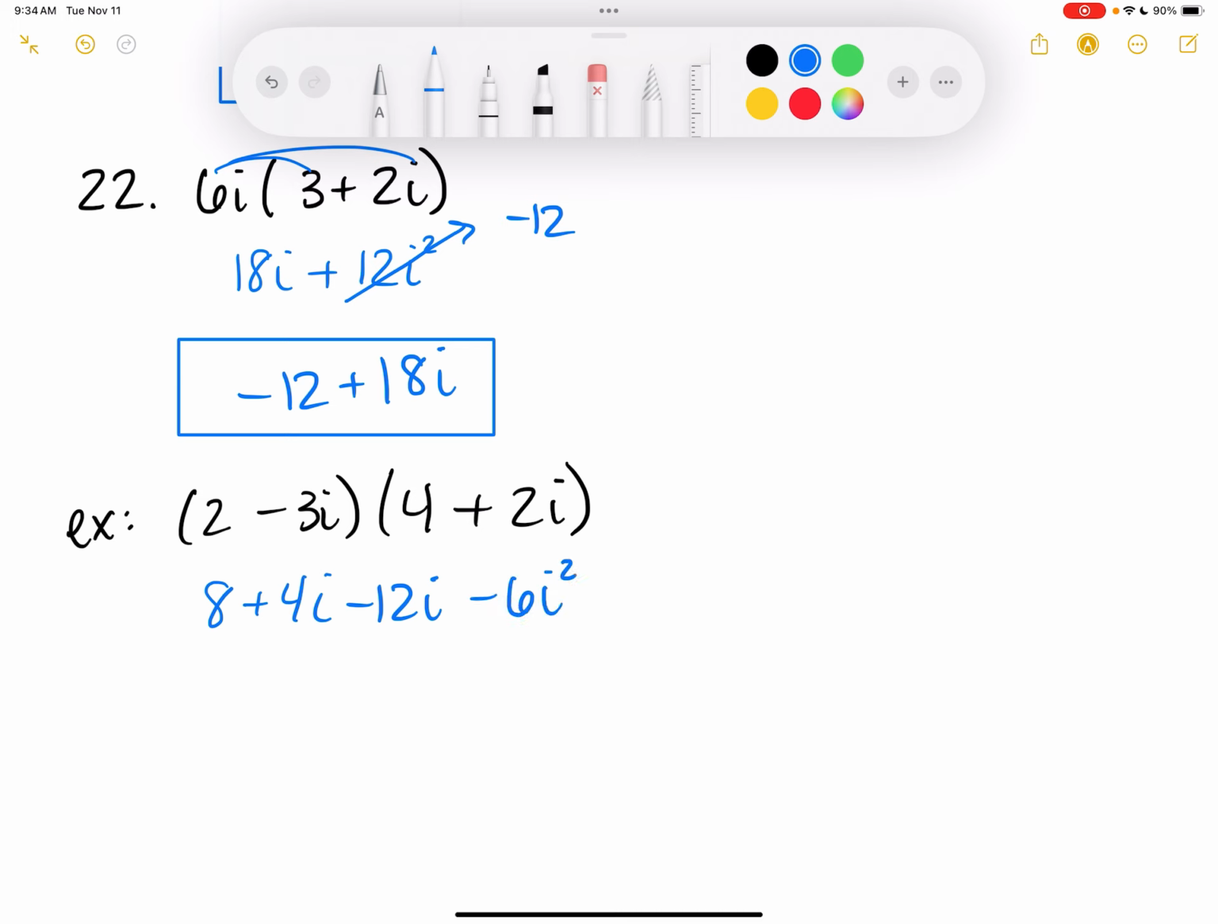So i squared is negative 1, so this negative 6i squared becomes plus 6 instead. A lot of times I just write over top of it. If you want to do another whole line, you can do that, but I usually just write over top of it. So now in standard form, 8 plus 6 is 14. 4i minus 12i is negative 8i, and that's your standard form.